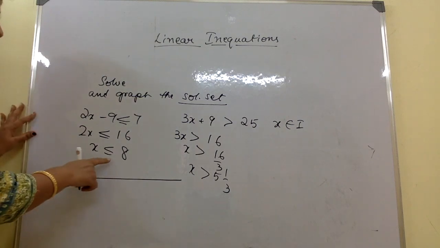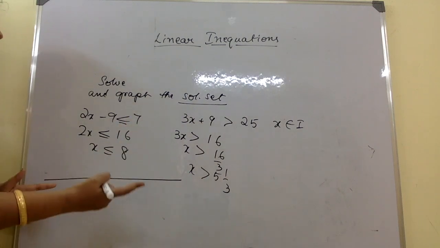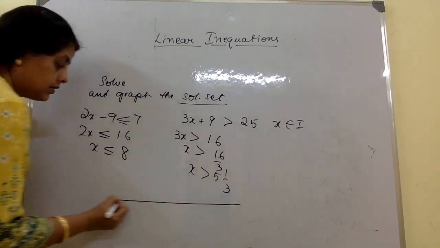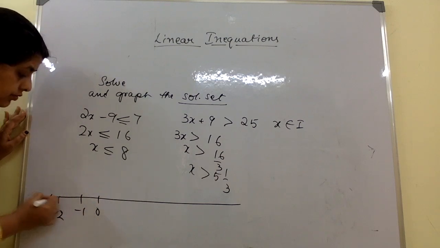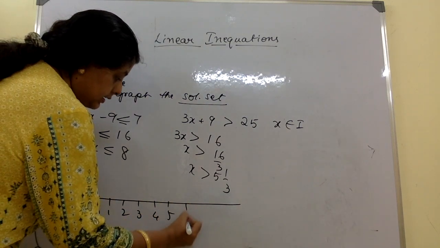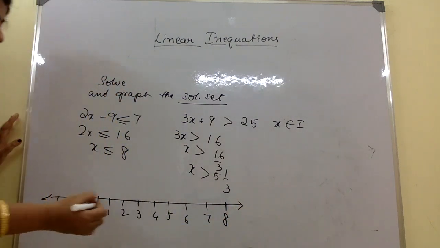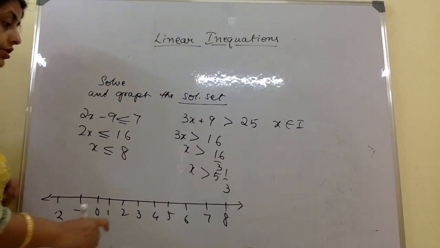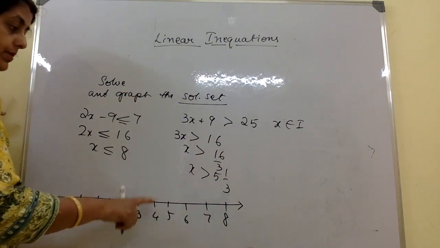So x is less than or equal to 8, but it is integers, and x is also greater than 5 1/3. Here is our graph, which is 0, -1, -2, 1, 2, 3, 4, 5, 6, 7, 8, and an arrow. Now we are going to plot integers this time. This is the first time I am plotting integers, so please pay attention. This time 1/3 has no meaning because we are in integers, so I have not made space for that.